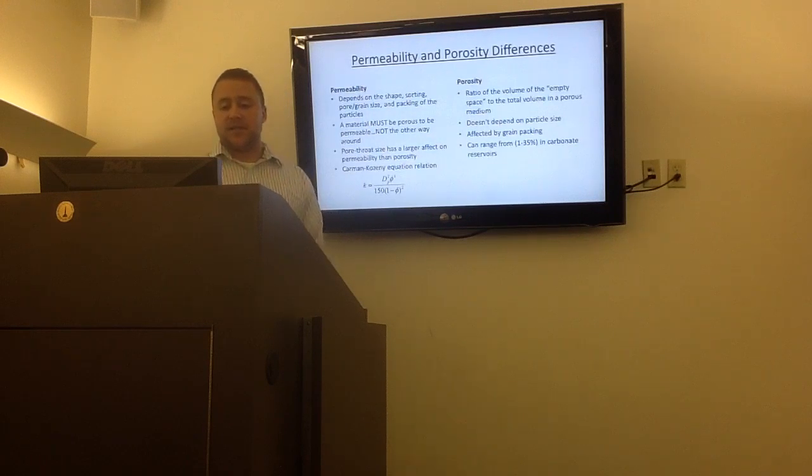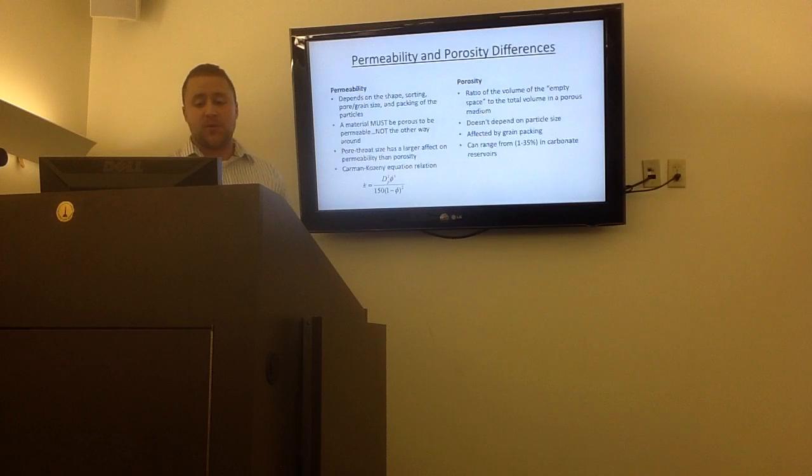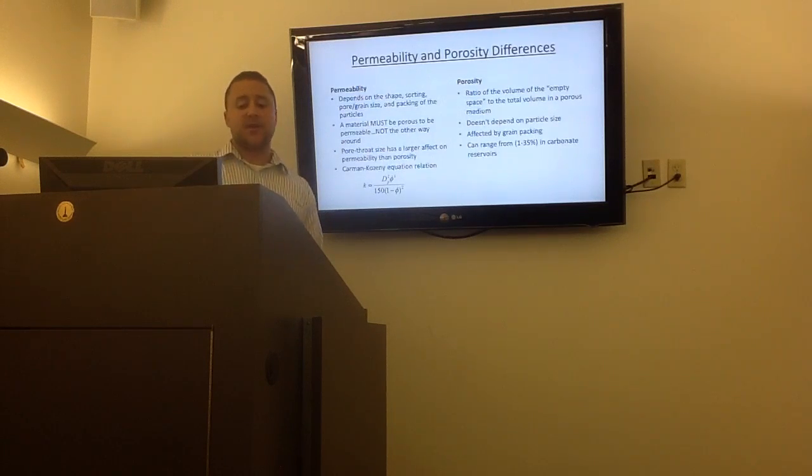The differences in permeability and porosity. Permeability depends on the shape, sorting, pore, grain size, and the packing of the particles. The material must be porous to be permeable, but not the other way around. Porosity, on the other hand, doesn't depend on grain size, but it is affected by grain packing, which generally ranges between 1 to 35% in carbonate reservoirs.